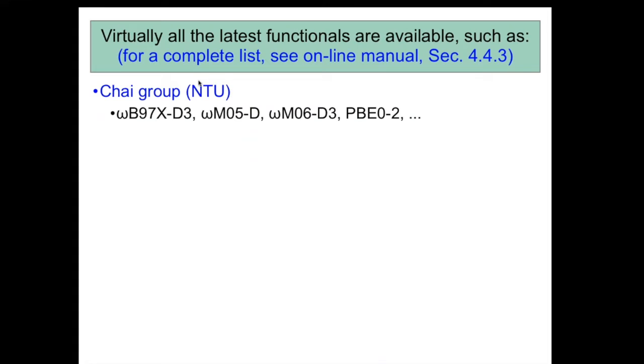To dig in a little bit more to some examples of new functionals, these are ones you might or might not have heard of, but in addition to telling you about my own work, I want to point out some of the work of others that's included in QChem. So for instance, Jeng-Da Chai's group at National Taiwan University has contributed the omega B97X-D3 functional to QChem, the omega M05-D functional, the omega M06-D3, and the double hybrid PBE0-2.